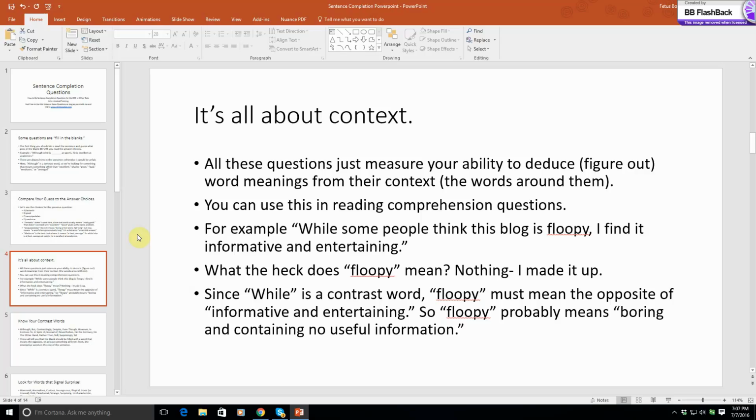So, for example, while some people think this blog is floopy, I find it informative and entertaining. You're probably asking, I don't know what floopy means, John. Well, that's because I made it up. It's just a nonsense word.